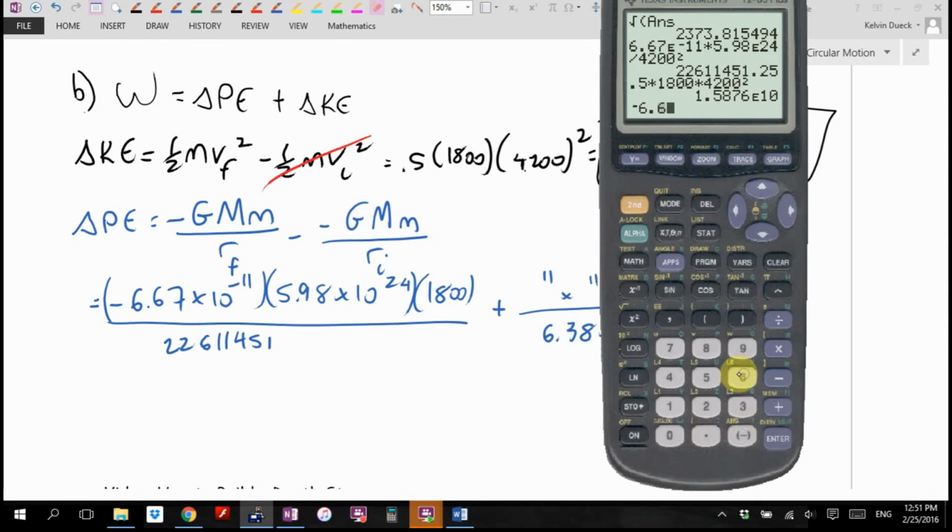Negative 6.6. You know what, Mr. Dewick? Let's see. Ready, Nick? I got a 6.67 and I got an Earth. I can tweak this one here. Do you know how to insert on your calculator? Second function delete. There's the negative. There's the 6.67. There's the mass of the Earth times 1800 divided by 2261141.